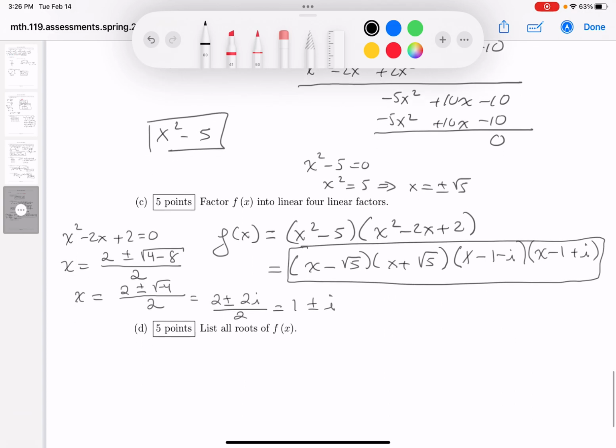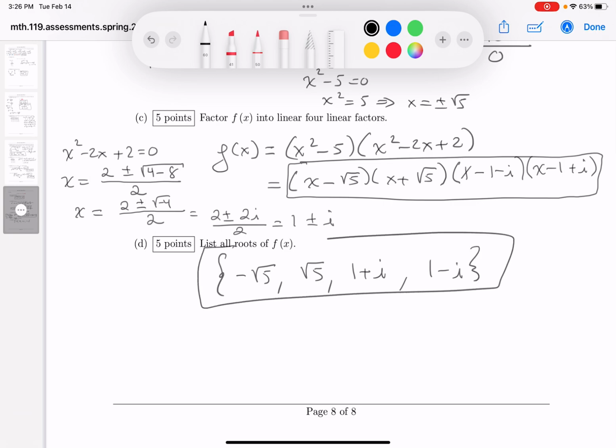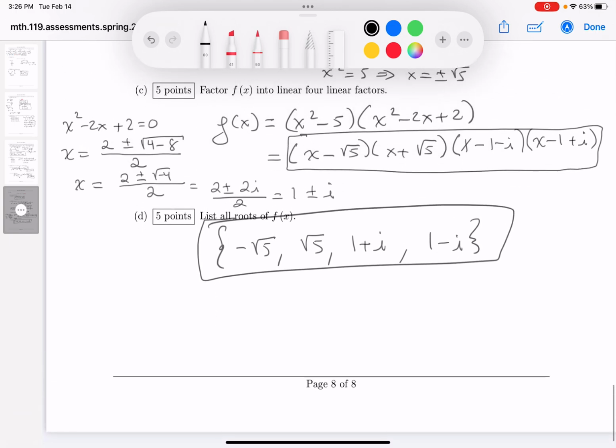Go to the next question. List all the roots. Pretty simple. What do we get? We found minus root 5. We found root 5. We found 1 plus i. And we found 1 minus i. Put a box in this. And I think that's it. Yeah, we're done. Thank you.